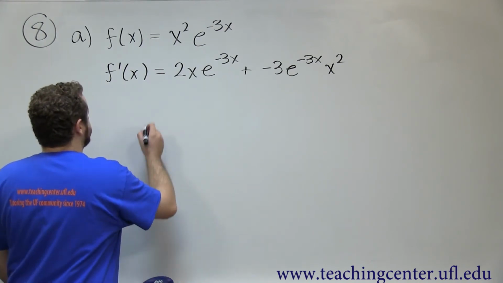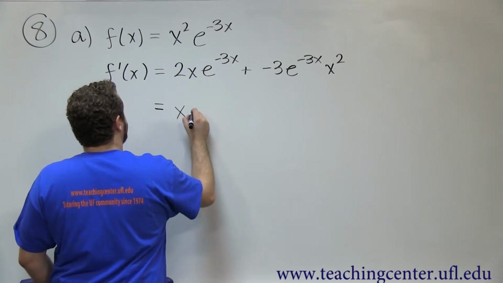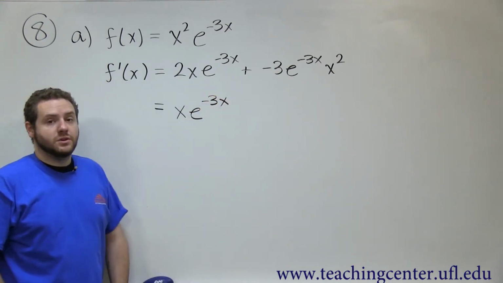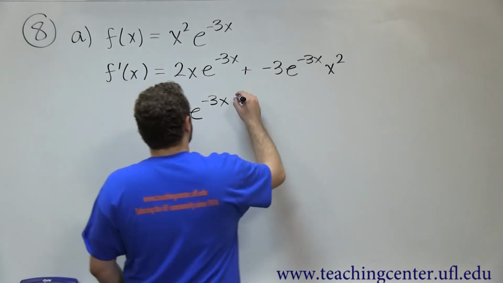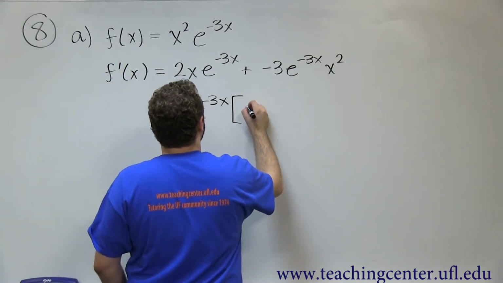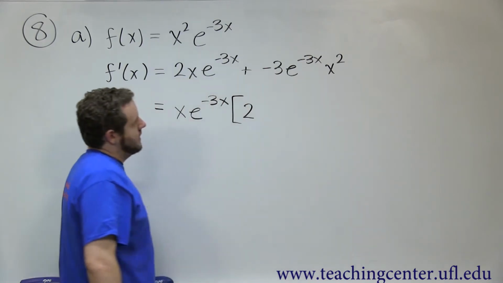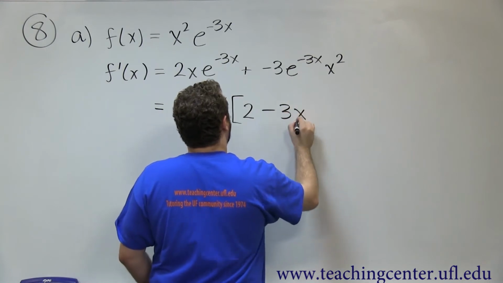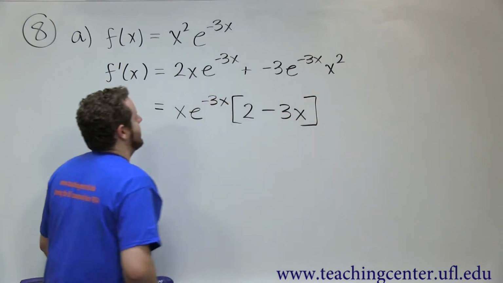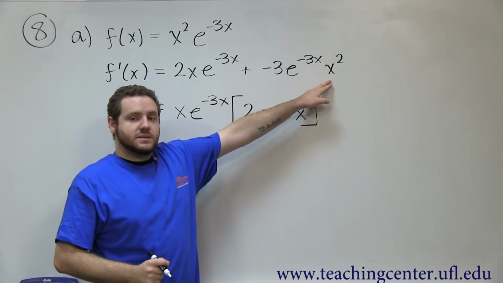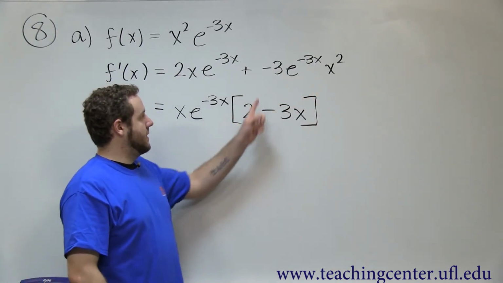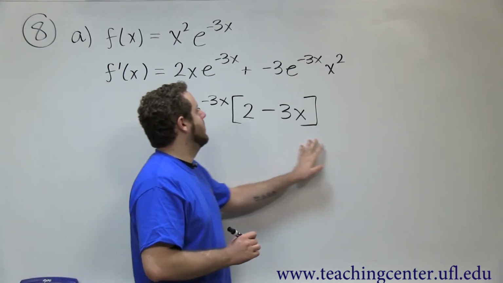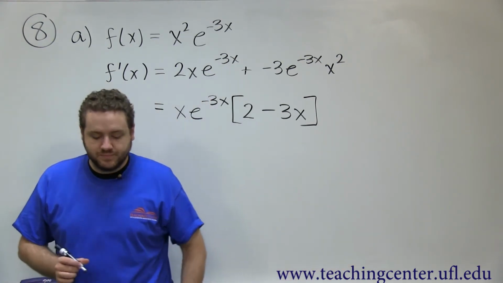We can factor out an x and an e to the minus 3x. That's common to both of the terms there. So what we have left is in the first term we have 2, and in the second term we have a minus 3x. Because we took out the e to the minus 3x, and we took out one of these x's, so there's still an x left, and we have the minus 3 here. So this is our derivative in fully factored form, and we're ready to answer the question.